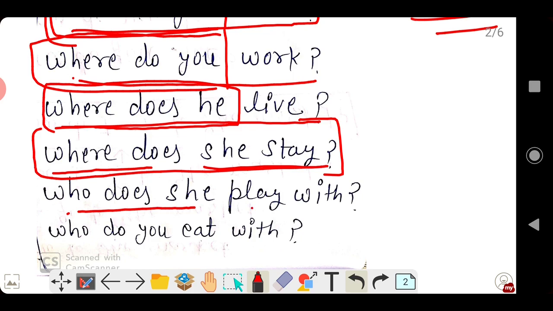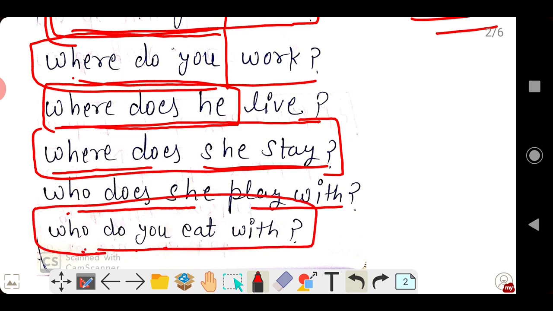Who does she play with? Who does Priya play with? Who does Garima play with? Who do you eat with? Again, this is very common. Who do I eat with?